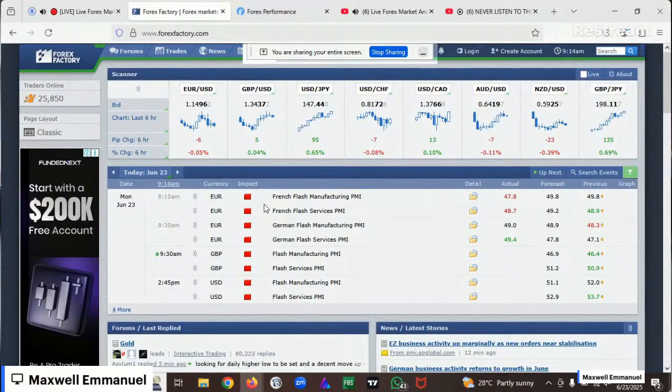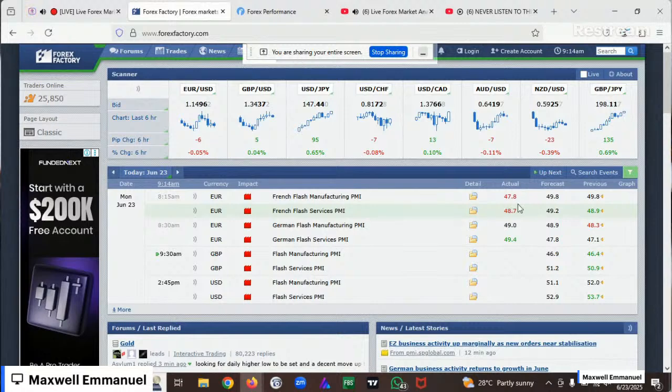You can see we have several major news coming from the Eurozone. We have flash manufacturing PMI for GBP. I think that has been released, right? 9:30 a.m. That has been released. And that of euro also has been released.